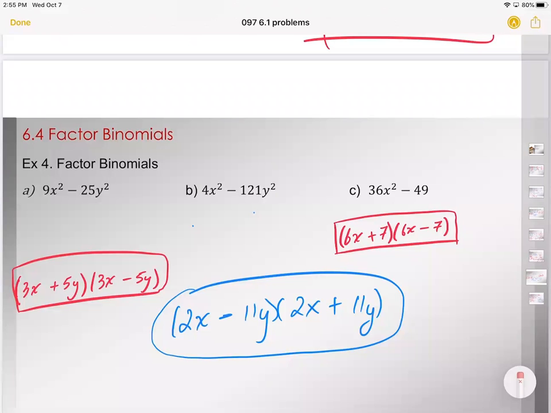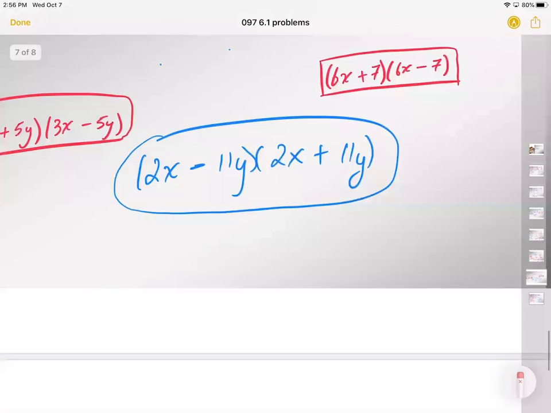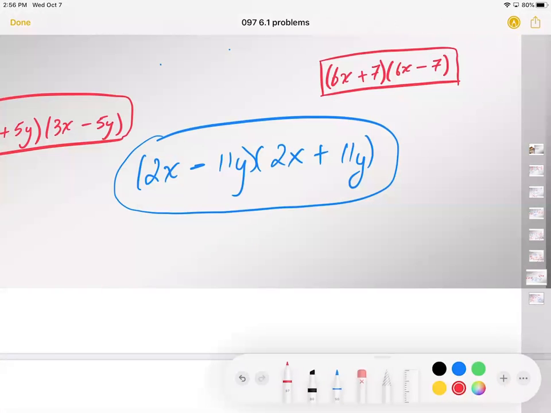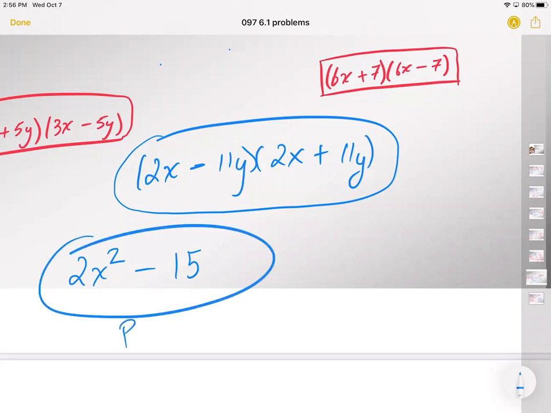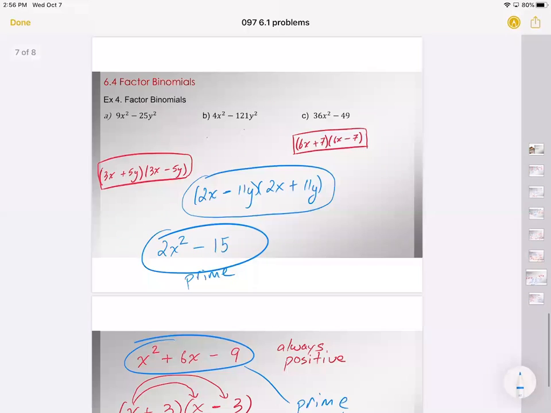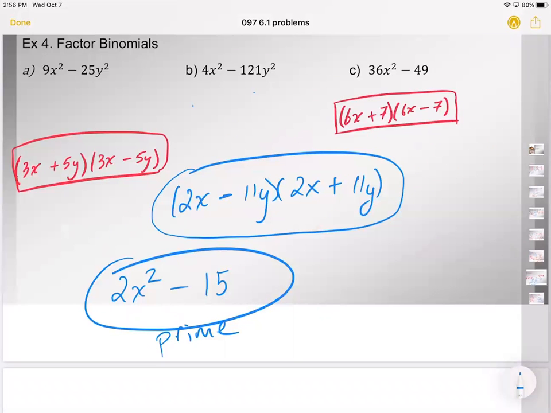a perfect square? If it's not a perfect square, ladies and gentlemen, for some reason, if they give you something like 2x squared minus 17 or 15, don't force it. If it's not a perfect square, there's nothing you can do. This is just basically prime. It's got to be a perfect square. So whenever you see a binomial, two terms, they have to be perfect squares. If it's not a perfect square, it's prime. You cannot take the GCF, it's prime.